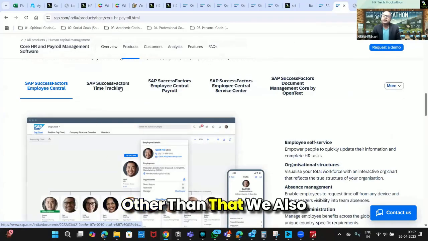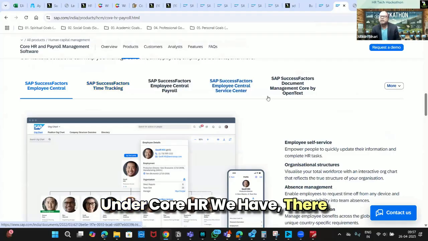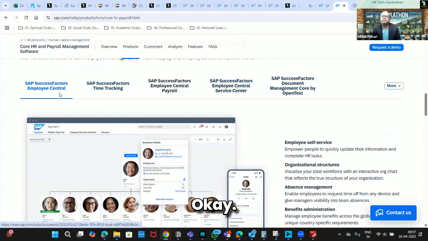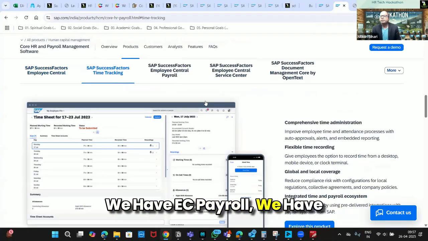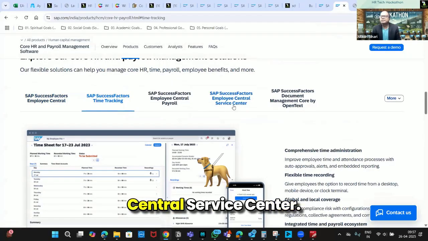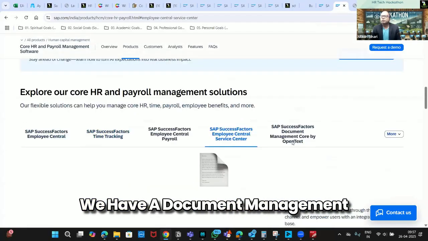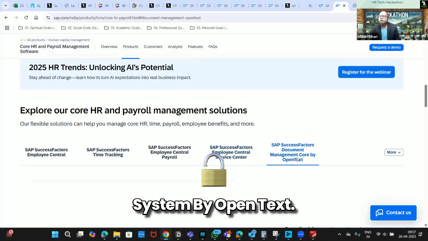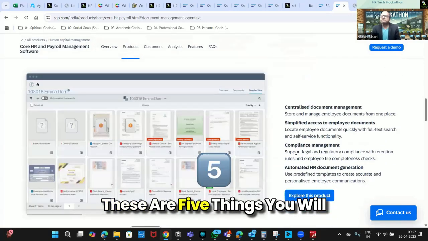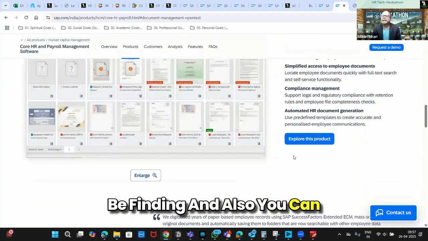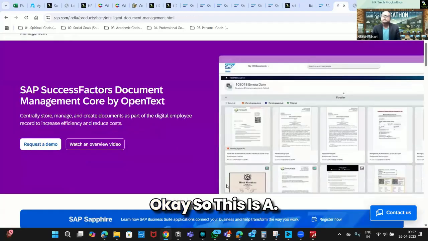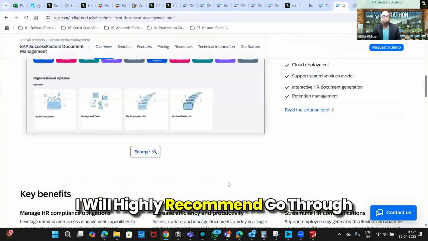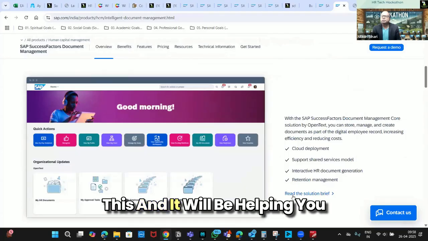Other than that, under core HR there are different products. We have Employee Central, time tracking, EC Payroll, ECSC, which is your Employee Central Service Center, and a document management system by OpenText. These are the five things you will find, and you can explore those products in detail depending upon your interest area. I will highly recommend going through this.